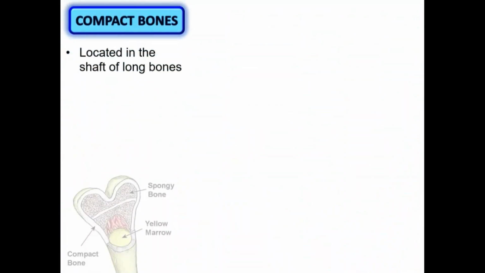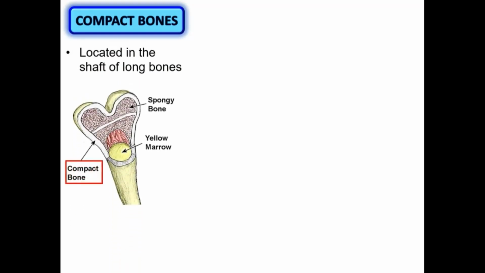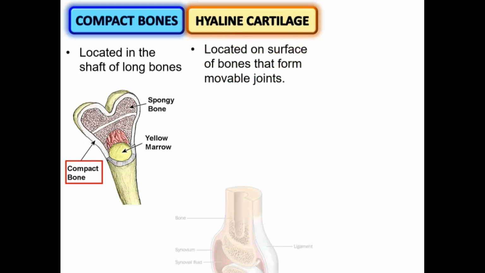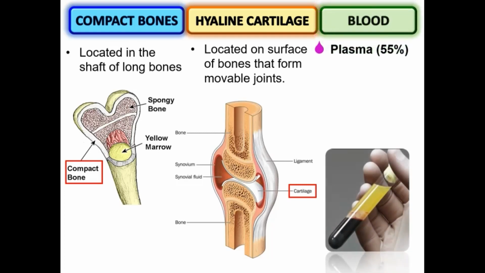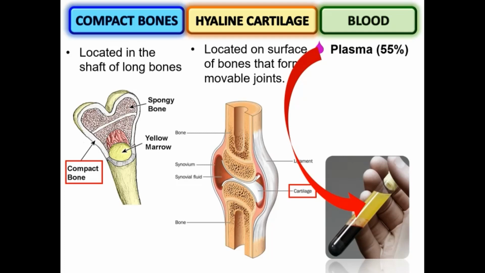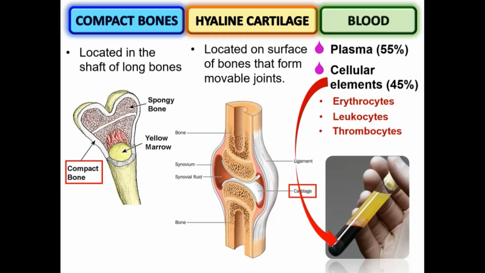Compact bones surround the spongy bone. Hyaline cartilage provide flexible support and shock absorption. Blood. Plasma consists of liquid and serum. Cellular elements consist of erythrocyte, which is red blood cell, leukocyte, white blood cell, and thrombocyte, platelet.